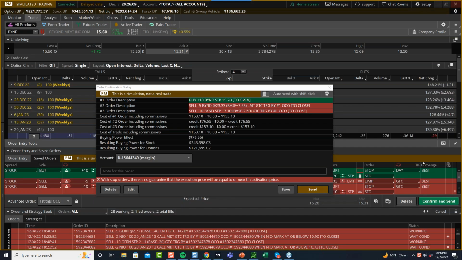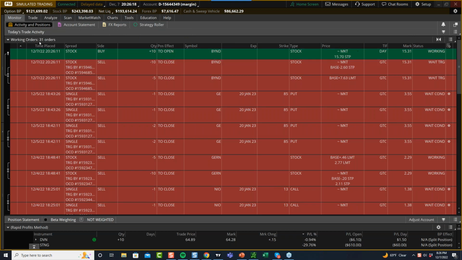Once I hit send, it's then going to go into my working orders, which is up here. So now you'll see it's in my working order section of my account. It literally says time placed, it's 8:26. Here's my entry. Here's my 2 exits, my closing orders. And it says it's working. So this is a pending entry order. And then my 2 exits say waiting on the trigger. These will not do anything until it is fulfilled, meaning it goes from working to actually filled.